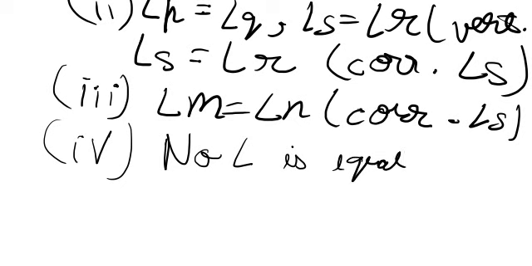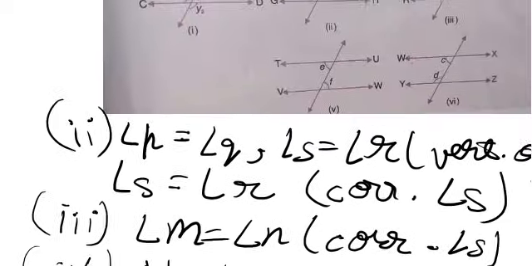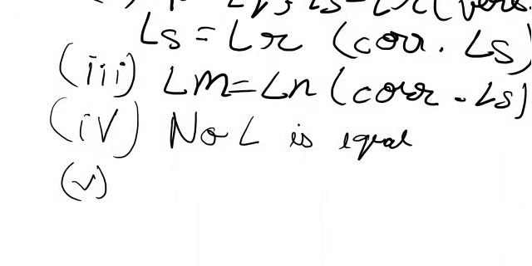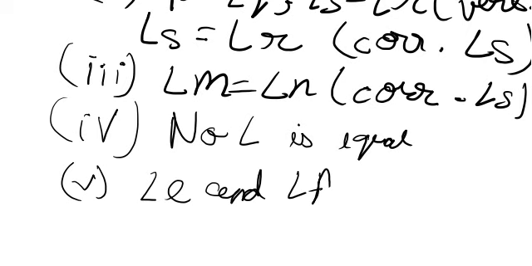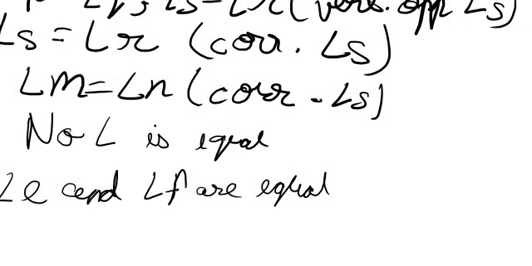And then the fifth part, what else do we have here? In the fifth part, E and F are equal. Angle E and angle F are equal because they are alternate angles. Alternate angles, basically one is to the left of the transversal, the other is to the right.